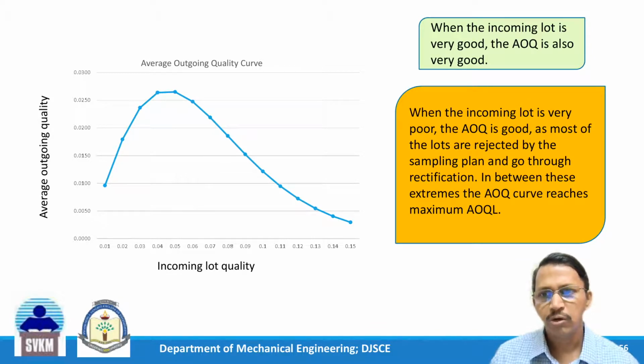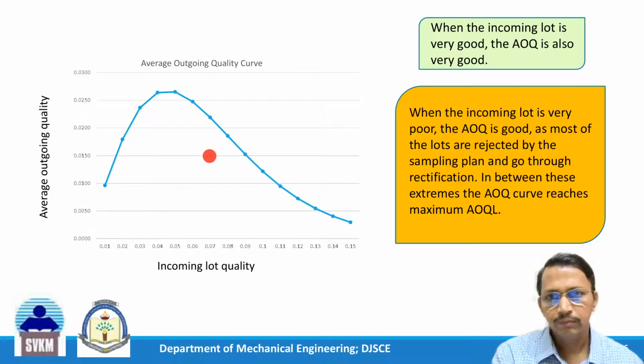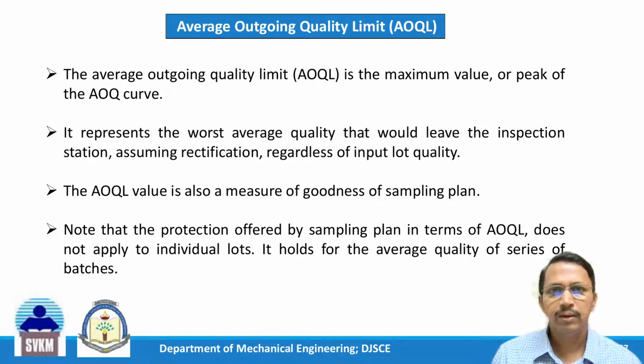In between these 2 points, that is this starting one wherein the incoming quality is good, and here where the incoming quality is poor, in between these two you have maximum AOQ, that is maximum average outgoing quality, which is called as limiting average outgoing quality, or AOQL. AOQL is an indication of the limiting value of the outgoing quality. Average outgoing quality limit. So that's the reason why this term is used here, average outgoing quality limit.